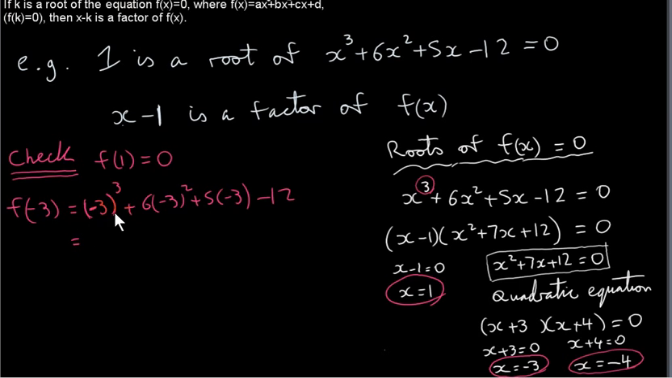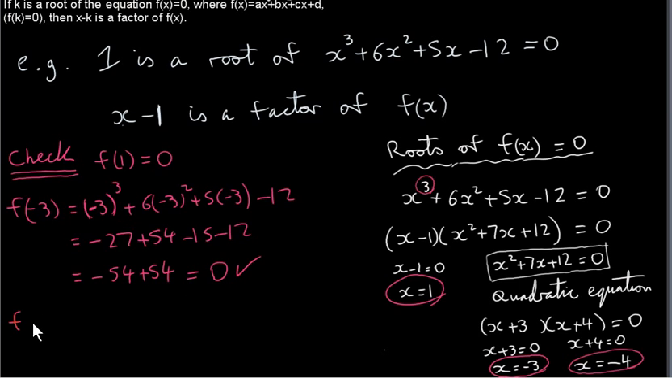Okay, we can also do this without a calculator. Minus 3 cubed is minus 3 by minus 3 by minus 3. That's minus 27. Minus 3 squared is plus 9. 6 nines are 54. Plus 5 by minus 3 is minus 15. And then we have minus 12. Minus 15 minus 12 is minus 27. Minus 27 minus 27 is minus 54. And then we have plus 54. That gives us 0. So minus 3 is indeed a solution.